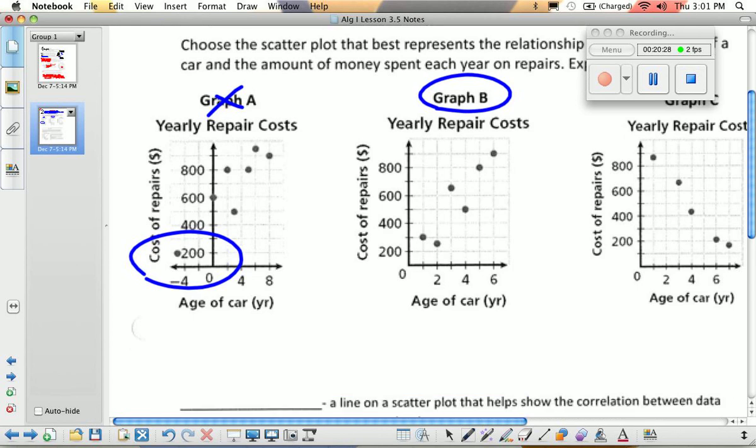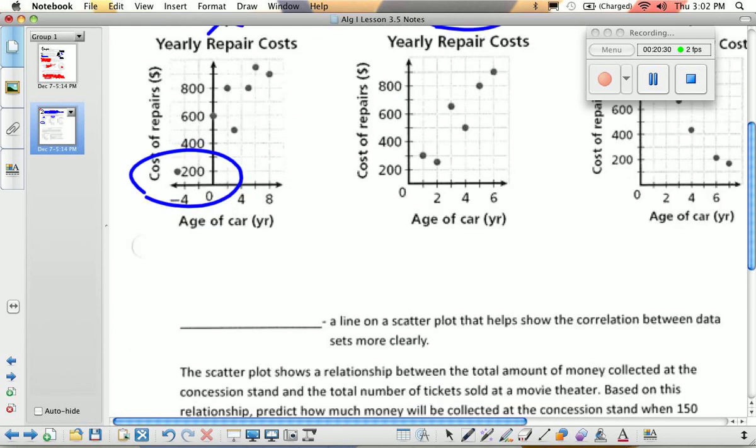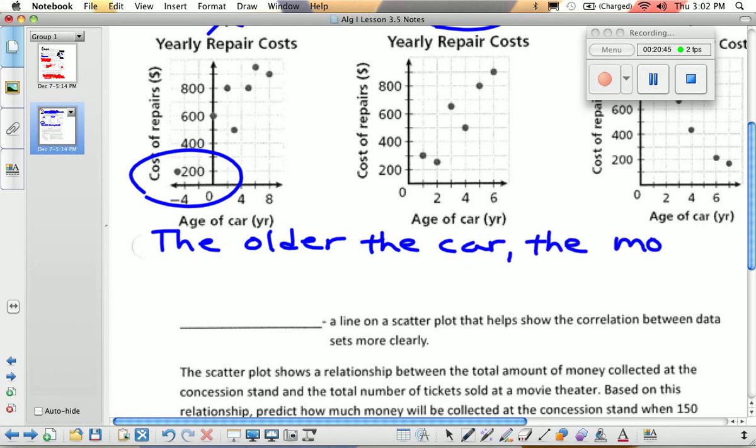And after we say that it's going to be graph B, what's our explanation for it? The older the car, the more you pay. The more you repair it, right? Isn't that typically what happens? The older the car, the more you have repairs.